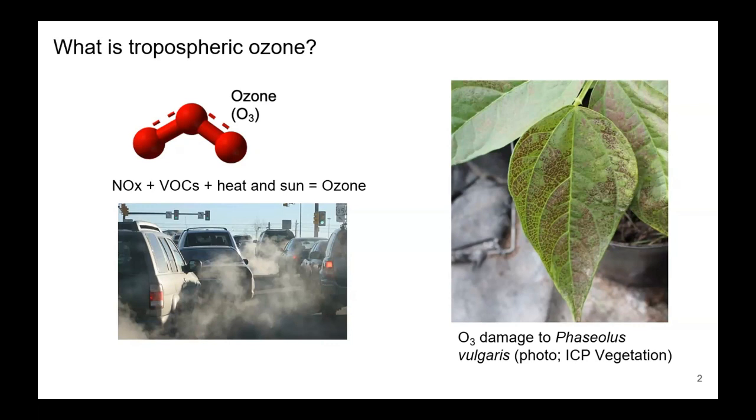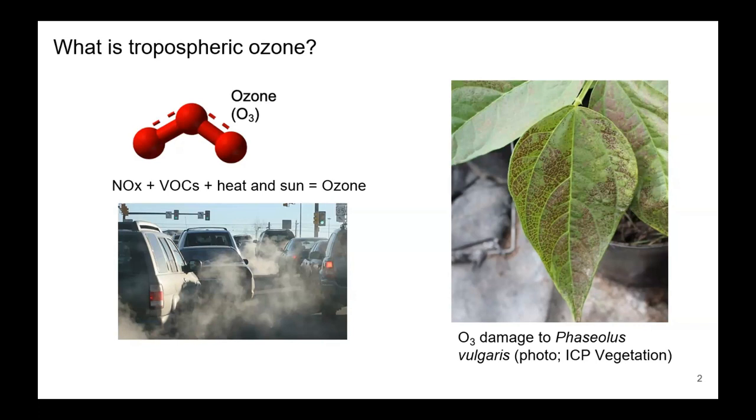So this reacts with volatile organic compounds. Again, there are many sources of these, things like solvents and adhesives, like cleaning products. Vegetation also emits VOCs. So these react photochemically, so it requires heat and sun, and ozone is formed.